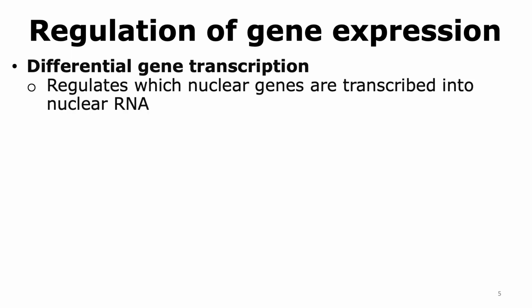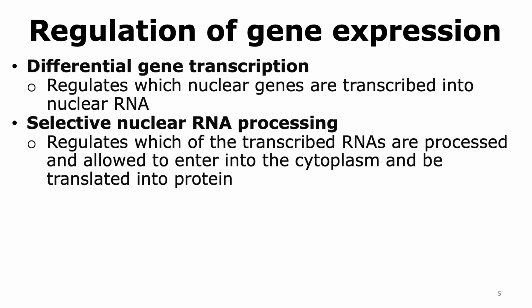This brings us to the concept of regulation of gene expression, which basically means that there have to be ways to determine which genes are expressed and which ones are not. So the way regulation of gene expression can occur is through differential gene transcription. This process regulates which of the nuclear genes are going to be transcribed into nuclear RNA.